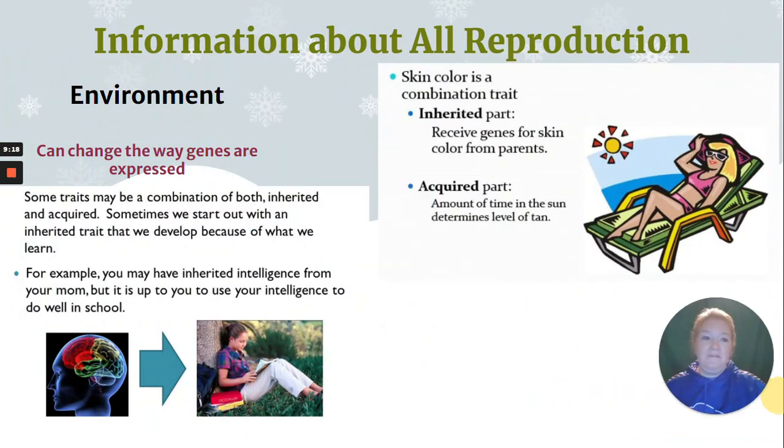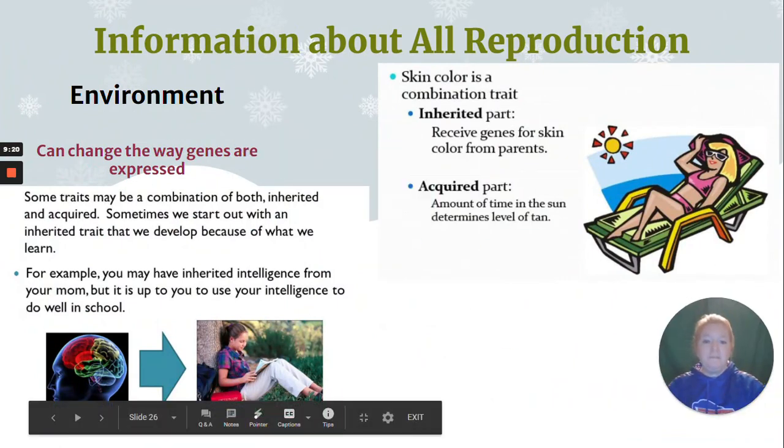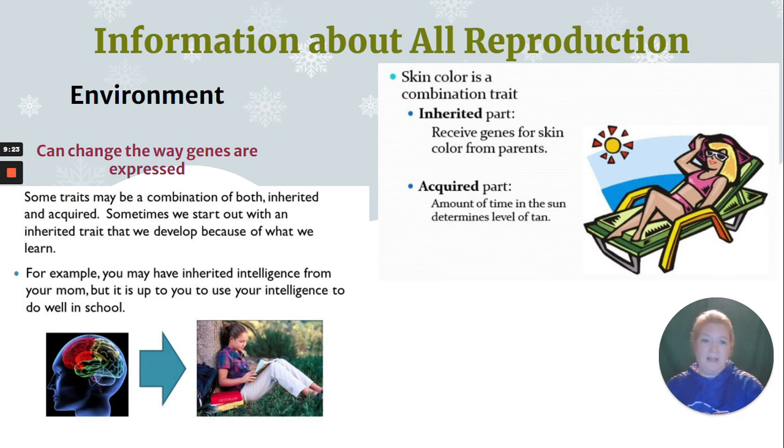Now, the environment can affect the way your genes are expressed. So you have an inherited trait and say it's skin color. Well, if you are out in the sun a lot, you could have a tan, or you could get skin cancer. That would be the acquired part, right? Also, you could inherit intelligence from your parents, but if you don't apply yourself and study in school, it may not be expressed. So that's the acquired piece.